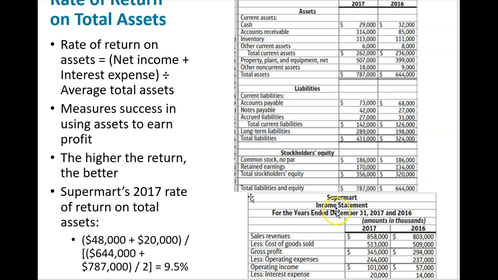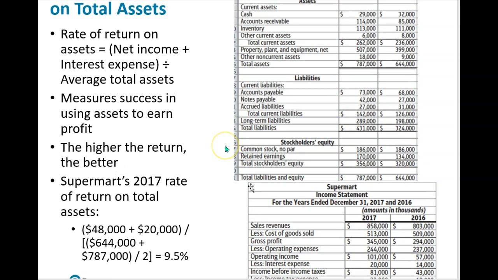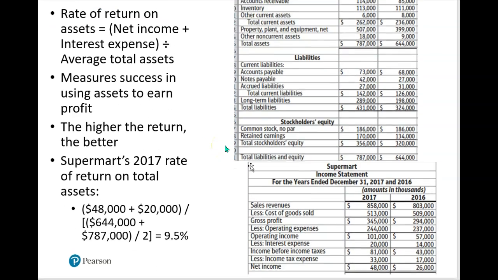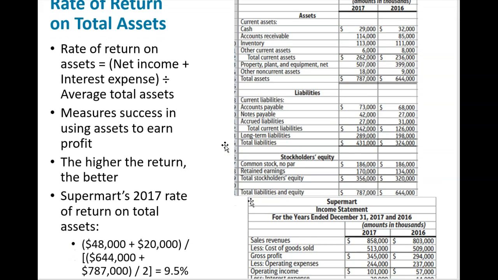So this is going to be net income. Here's net income, $48,000 plus interest expense of $20,000, divided by average total assets. So that would be 787 plus 644 divided by 2. You've got a lot of practice in the homework on this, and that's about all you can do.